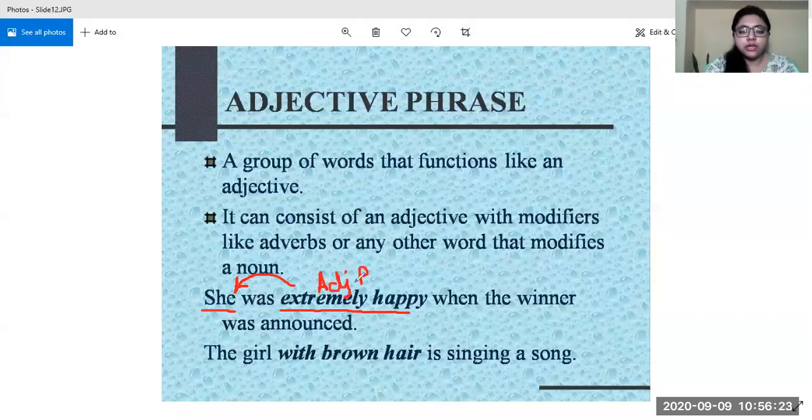And in the second sentence, the girl with brown hair is singing a song. So this "with brown hair" is what? It is a group of words which is again modifying the subject, which is the girl. So we give it the name of an adjective phrase. So this also becomes an adjective phrase.